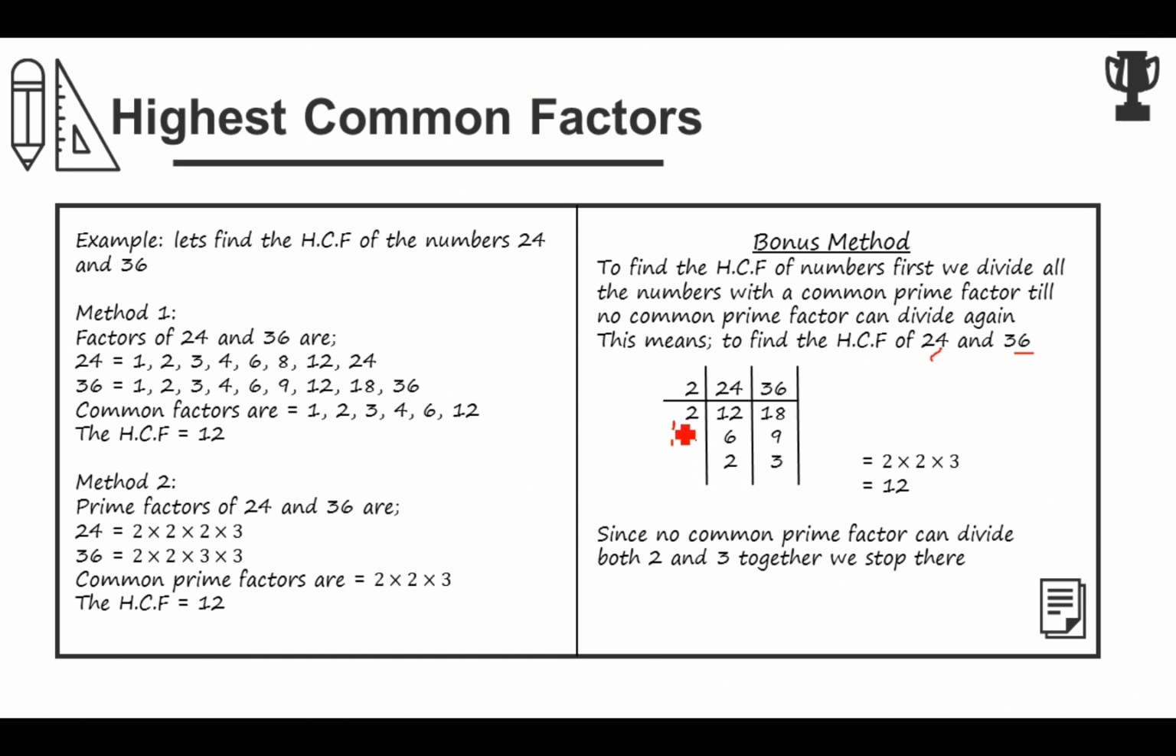So from here, we'll copy out our prime factors, which is 2 times 2 times 3, and we'll multiply them. We'll have 12 as our answer.